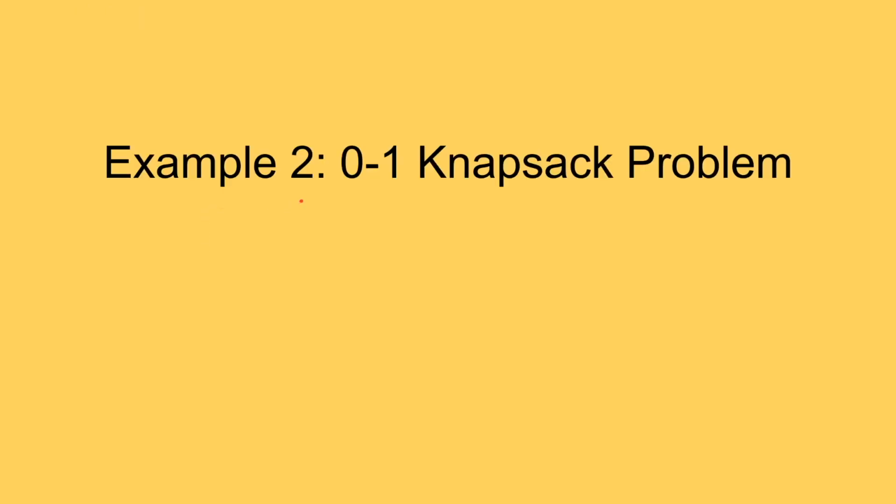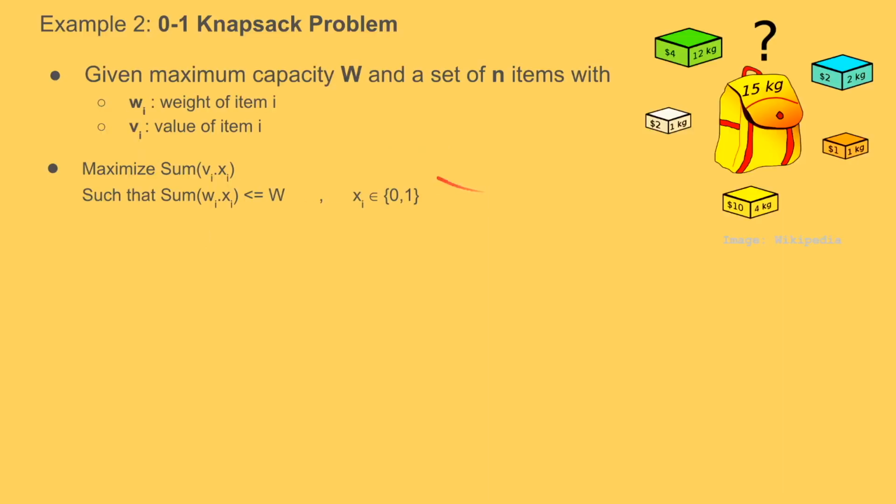Let's look at another example. There's another famous problem called the 0-1 knapsack problem. The setup of the problem is that you have a backpack or a knapsack, and it has a maximum capacity of 15 kilograms, for example. And then you have a set of objects. Each object has some weight and some value. Your goal is to pick as many items as you can so that the value is maximized, but the total weight is less than your capacity.